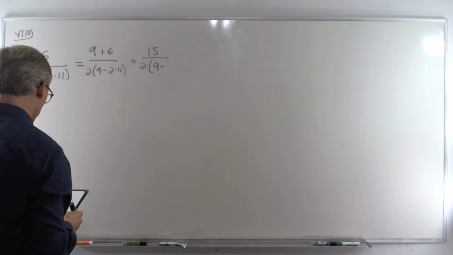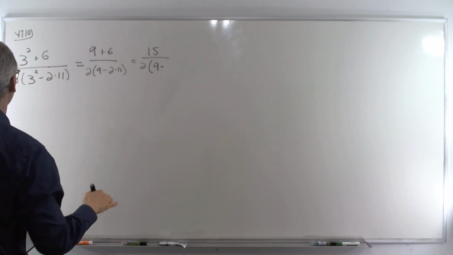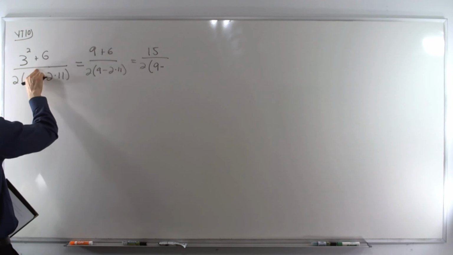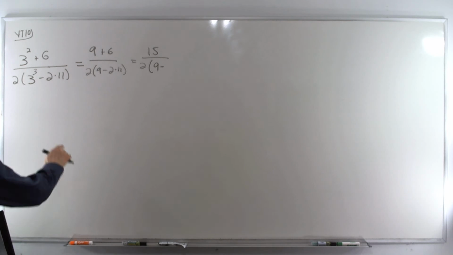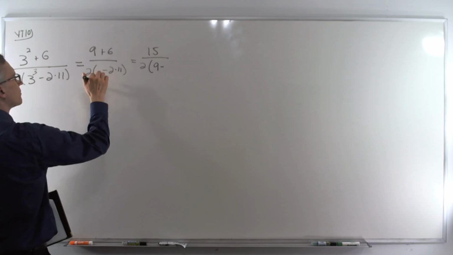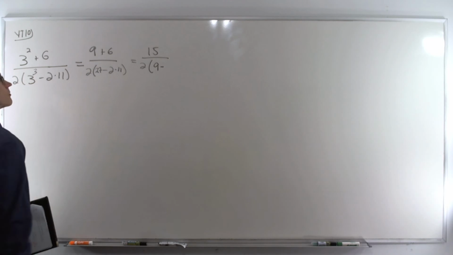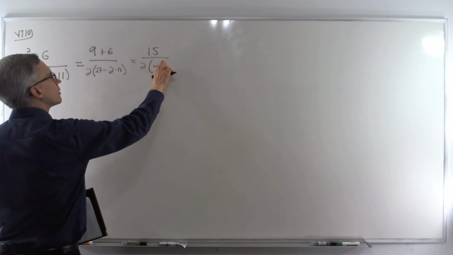I think I missed something here. Here it is. This is supposed to be 3 to the third. I misread that. Okay, so that makes more sense. 3 to the third, that makes this 27. All right, that's better.